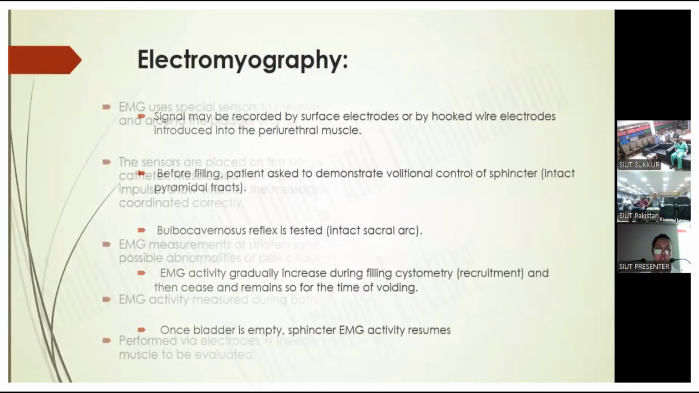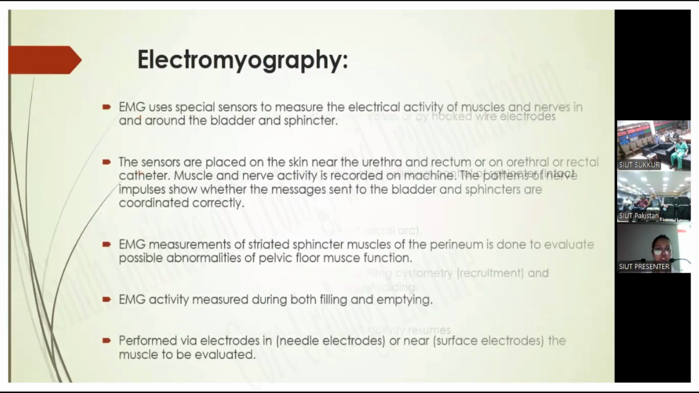So next is electromyography. It uses special sensors to measure the electrical activity of muscles and nerves in and around the bladder and sphincter. The sensors are placed on the skin near the urethra and rectum and/or on a urethral or rectal catheter. Muscle and nerve activity change. The pattern of nerve impulses shows whether the messages sent to the bladder and sphincter are coordinated correctly. This measurement of the striated sphincter muscle of the perineum is done to evaluate possible abnormalities of pelvic muscle function.